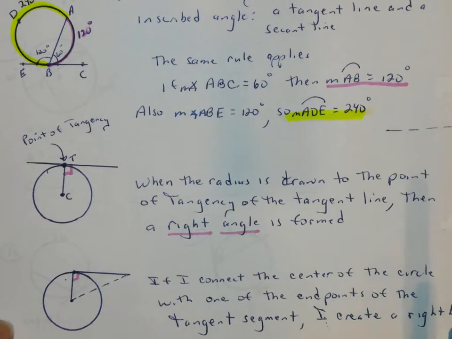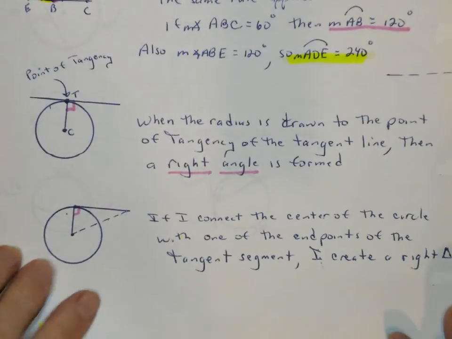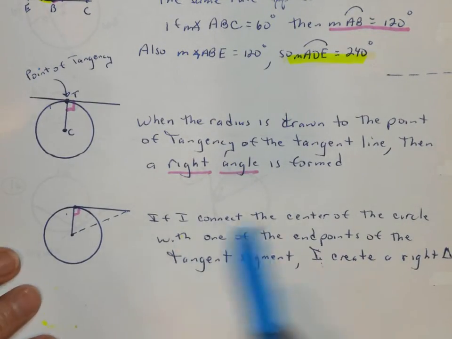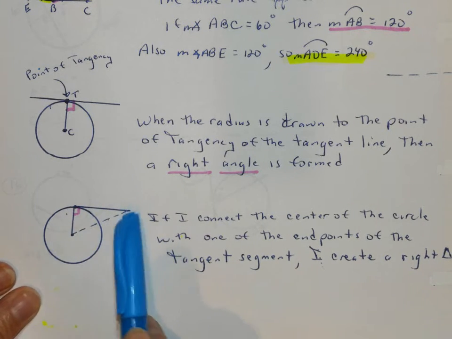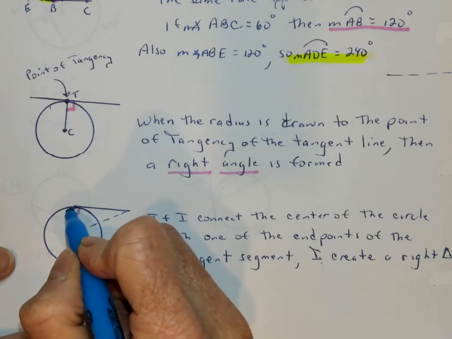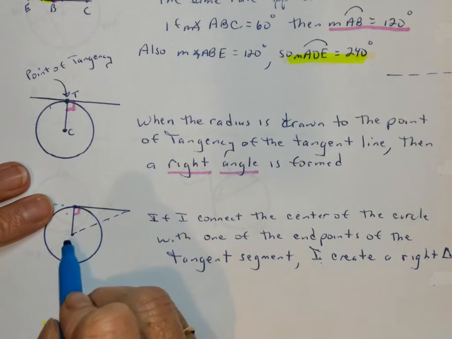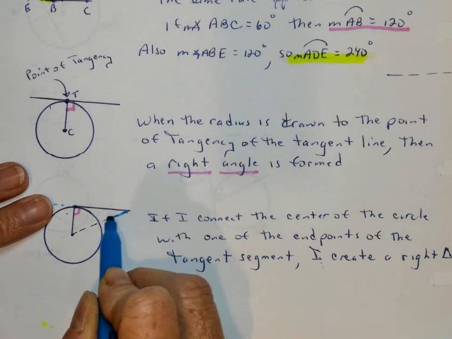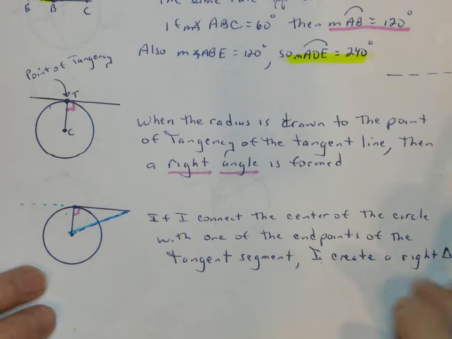Point of tangency with the radius creates a right angle. Done. So we can further say, if I connect the center of the circle with one of the endpoints of the tangent segment, I create a right triangle. So now I'm going to take this tangent line that was created, and we just ignore that piece for right now because I'm creating a right triangle. If I connect this piece right here, we get a right triangle. And with a right triangle, we can use the Pythagorean theorem later on. Don't forget that.